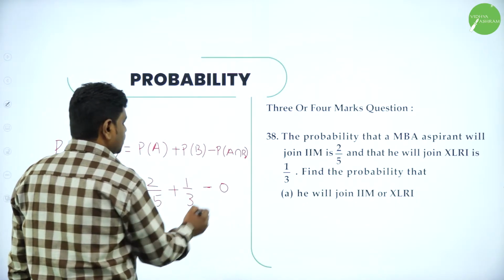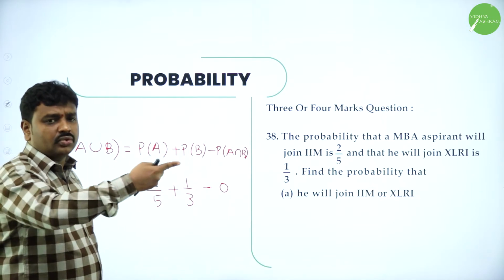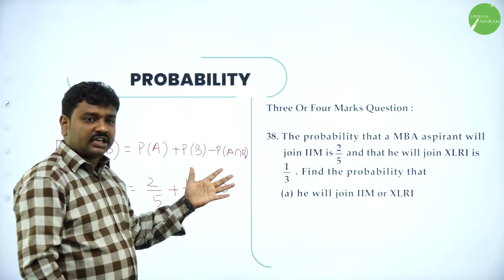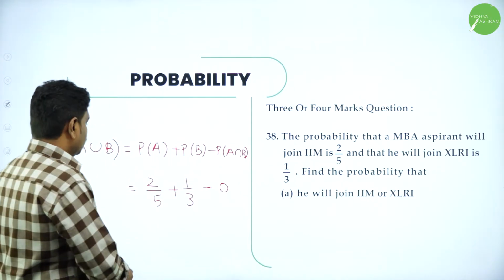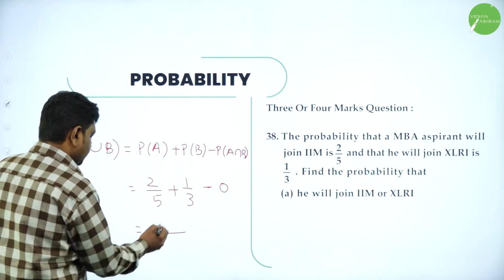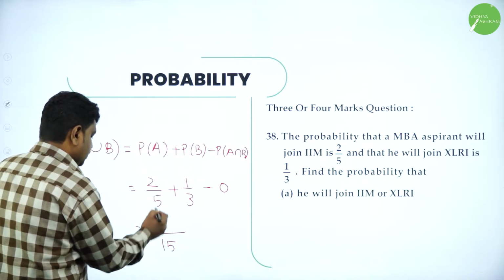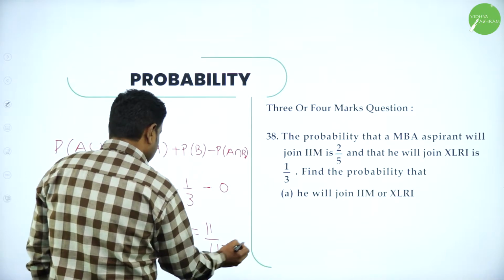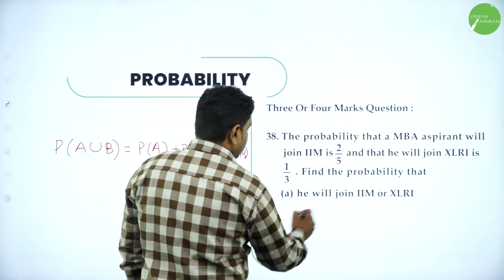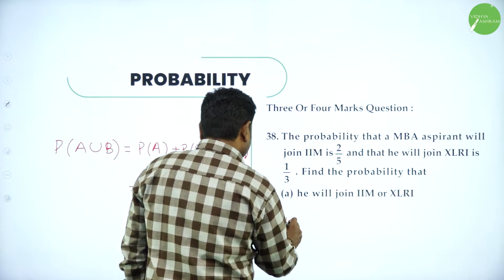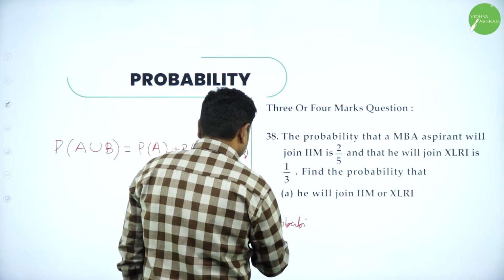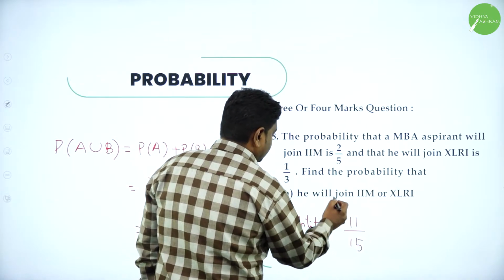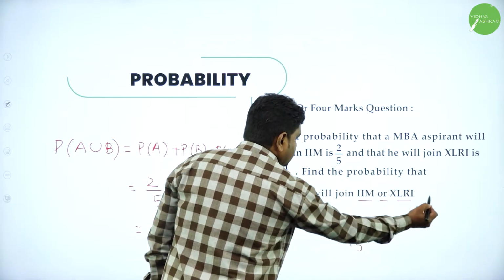Intersection is 0 because once he chooses IIM, he cannot go to XLRI. He cannot join both at a time. So it is 0. Now 2 by 5 plus 1 by 3. 15 is the LCM. 3 twos are 6 plus 5, 11 by 15. So therefore the probability for question A is 11 by 15. The probability that he will join IIM or XLRI is this.